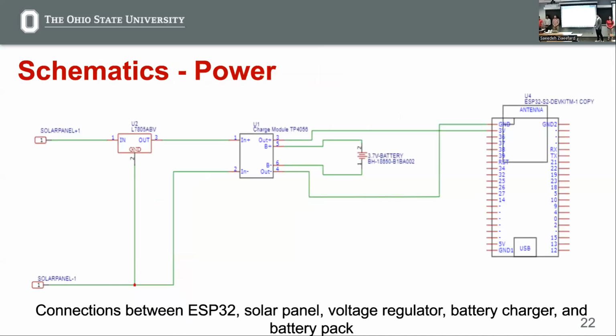So here is the schematic for the power. You can see the 2 pins, and it can be connected to the solar panel directly. And then it has a voltage regulator. It will step down the voltage to 5 volts. And the next is the charge module, the TP4056. It can charge the battery and power the ESP32, and then power the whole system.